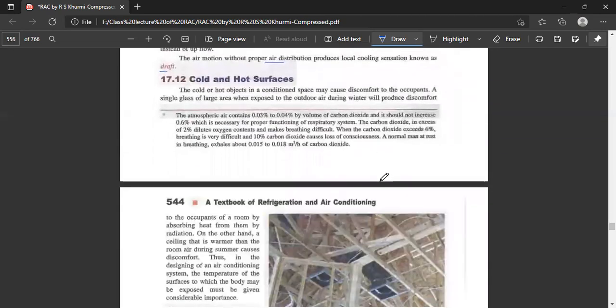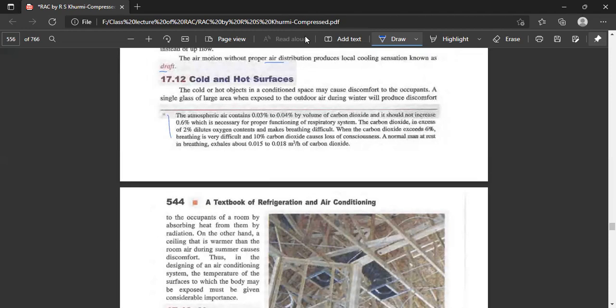Next, hot and cold surfaces. Hot and cold objects in a conditioned space may cause discomfort to the occupants. A single glass of large area, when exposed to the outer air during winter, will produce discomfort to the occupants of the room. Let us go through one thing first.